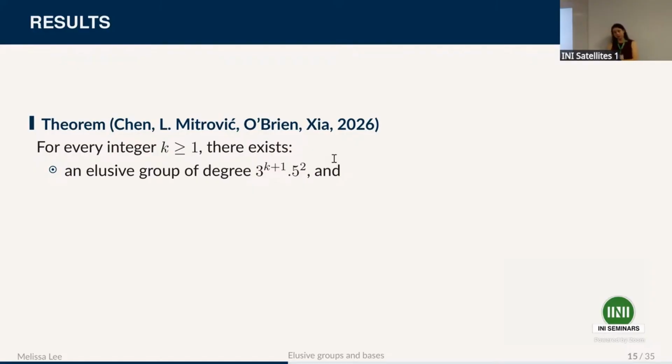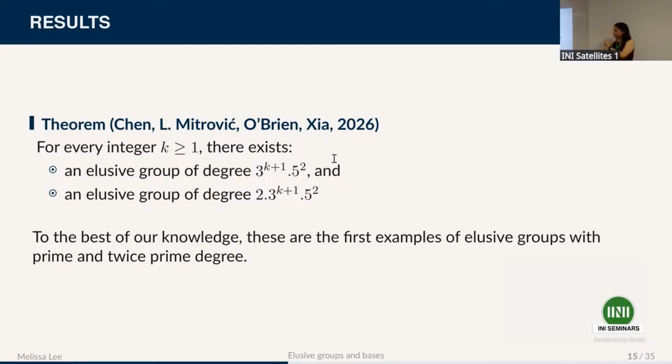And by tinkering with the construction just a little bit, you can actually also find an elusive group of degree 2 times 3 to the k plus 1 times 5 squared. And to our knowledge, these are the first examples of elusive groups with not only odd degree, but twice odd degree. Okay, so remember all those constructions where you take your known elusive groups and make new elusive degrees, you'll always get a multiple of them. So I'm quite happy with that.